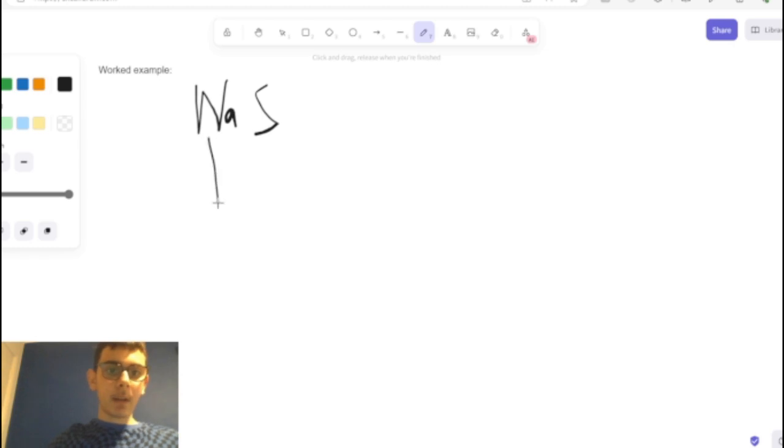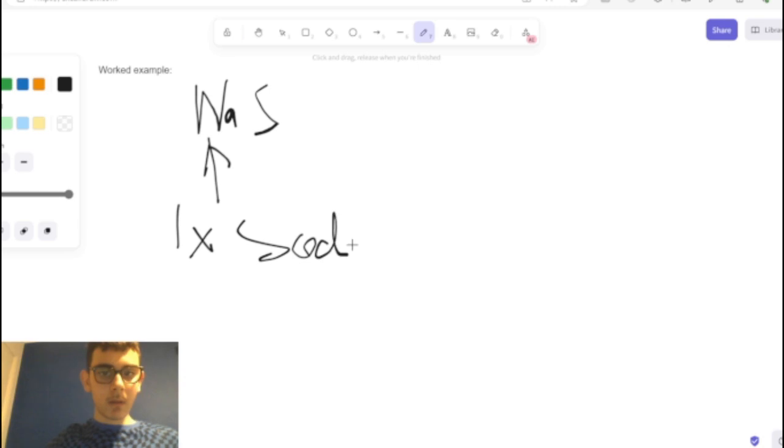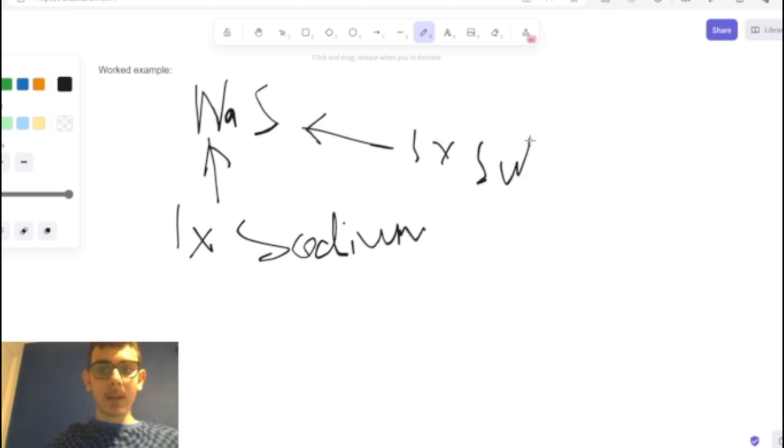So here we would have 1 times the sodium and here we have 1 times the sulfur. In the exam you will be getting a periodic table, so you'll be able to just check the periodic table with what these elements are if you don't know. So here we've got 1 sodium, 1 sulfur to make sodium sulfide.